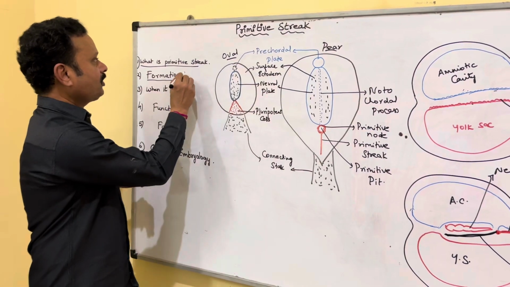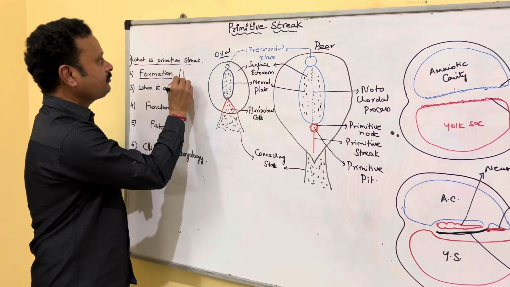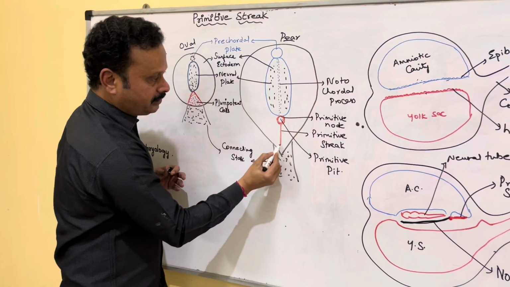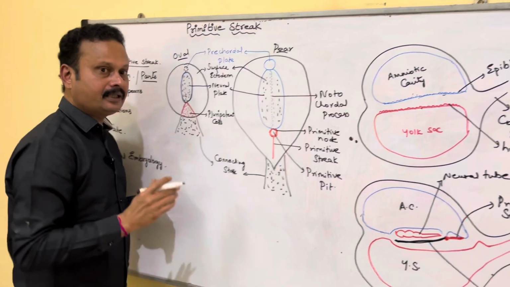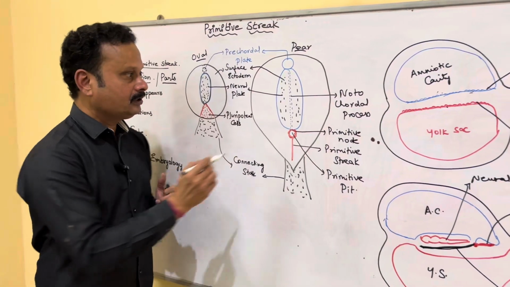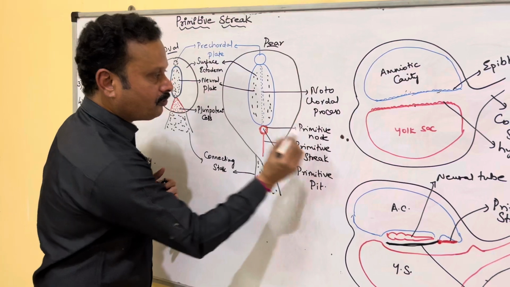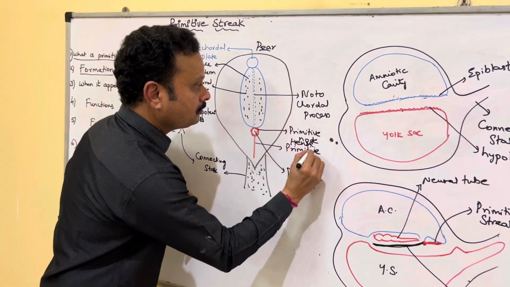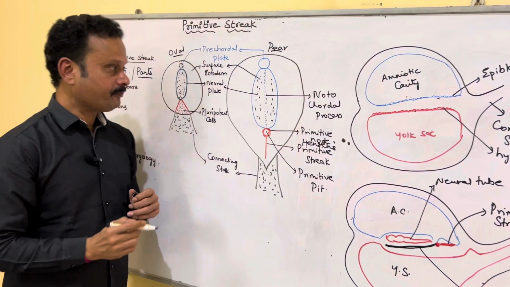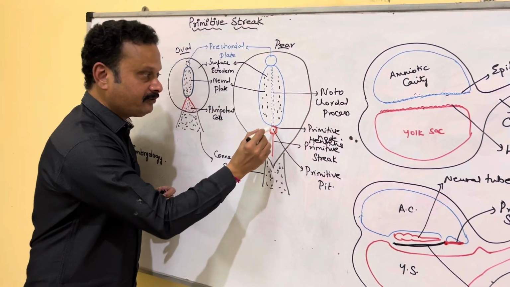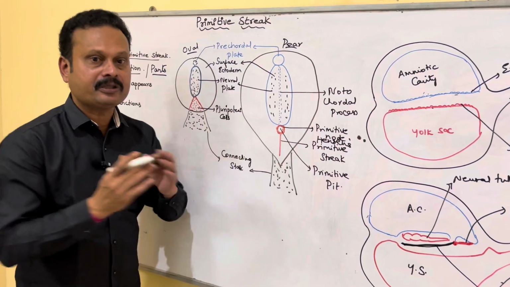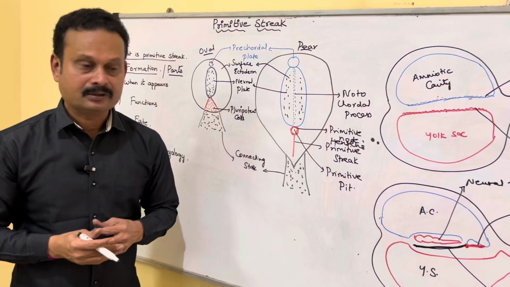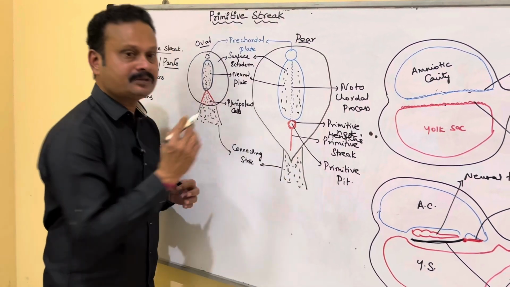What are its parts? Formation and what are the parts of the primitive streak? You can see, this is the primitive streak. At the cranial end, it gives a knob-like elevation. This one we call the primitive node or Hensen's node, and the surface depression within the node is called the primitive pit. This primitive node can also be called the primitive knot, and the surface depression is the primitive pit.